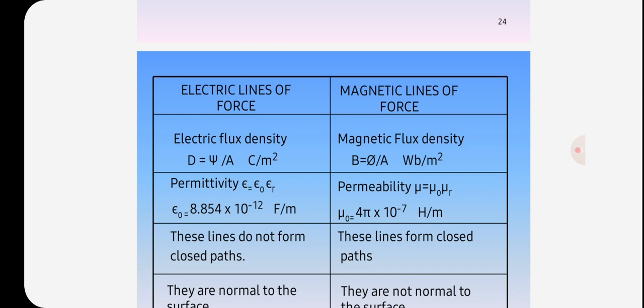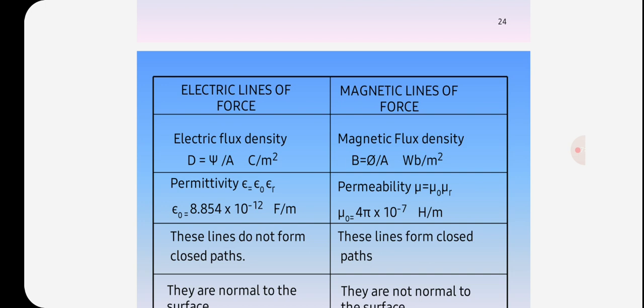In electrostatic lines of force, electric flux psi is measured in coulombs, symbol C. In magnetic lines of force, magnetic flux phi is measured in Webers, Wb. In electrostatic lines of force, the electric flux density D is equal to psi by A, that is Q by A coulomb per meter square. In magnetic lines of force, magnetic flux density B is equal to phi by A Weber per meter square.